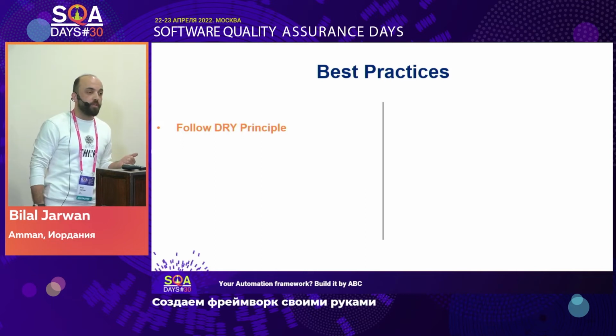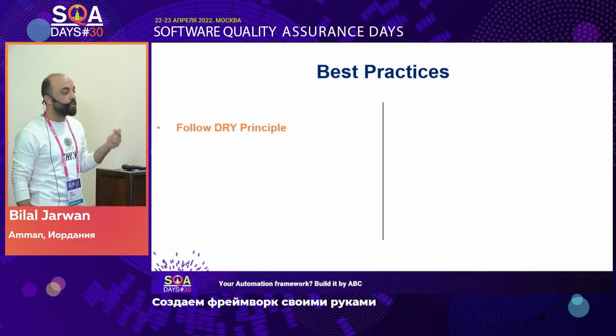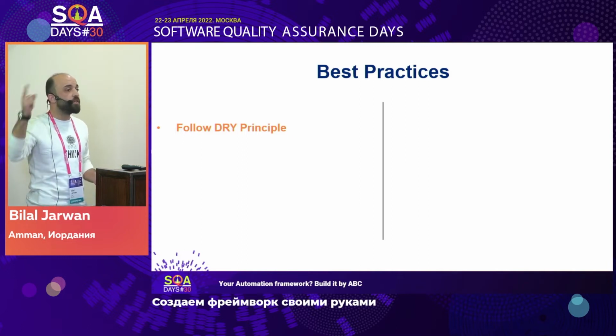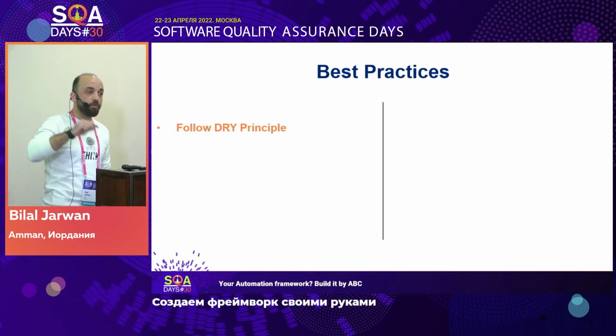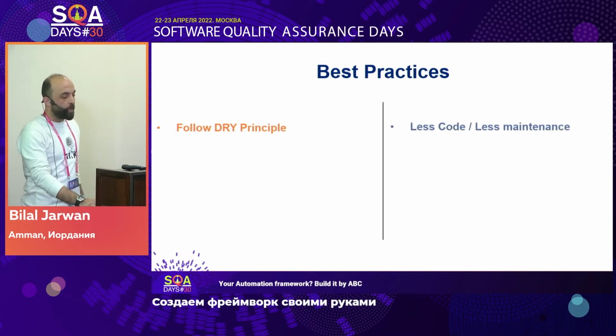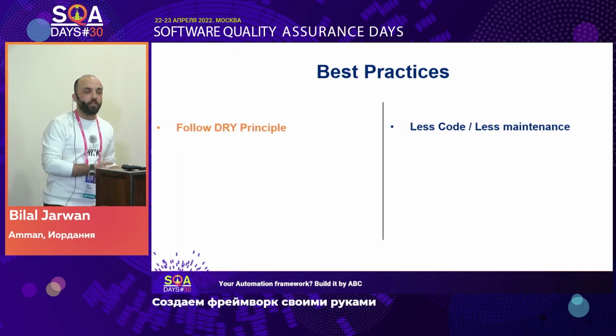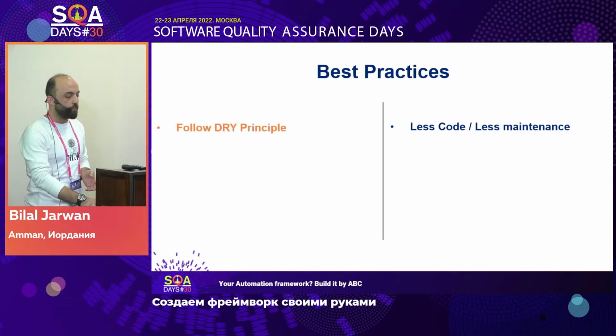Follow the DRY principle. DRY means don't repeat yourself. So you need to write the code one time and reuse it in different classes, and this will help you make sure that your code is maintainable. When you use the DRY principle, you will write less code and have less maintenance.